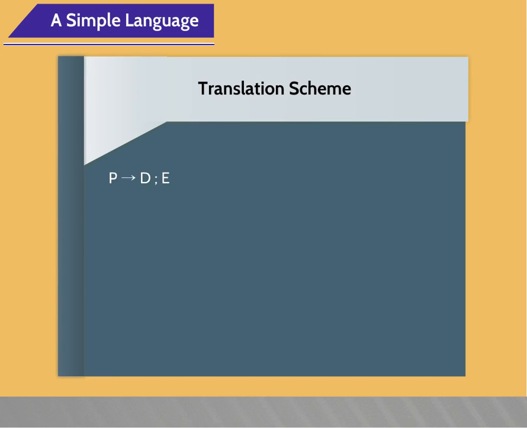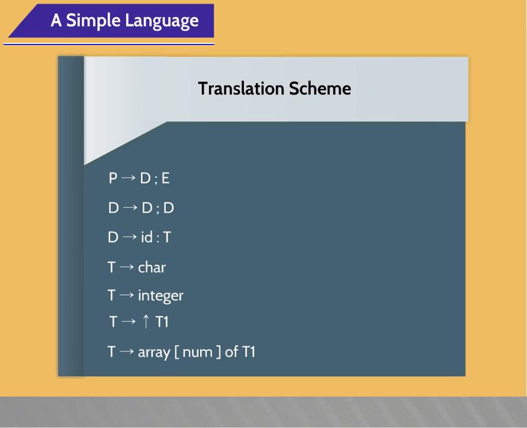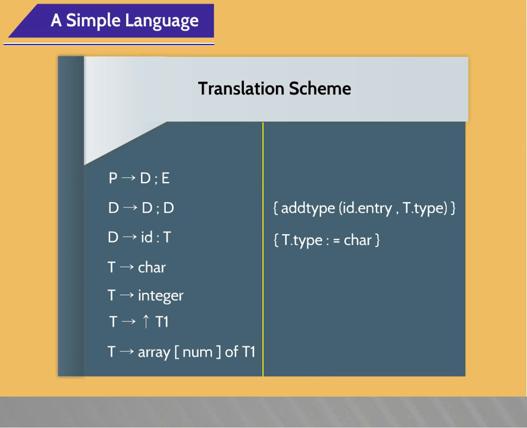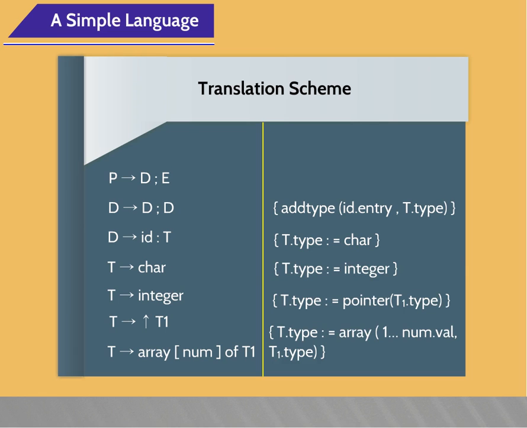Translation scheme. P produces D; E. D produces D; D. D produces id : T, with the action addtype(id.entry, T.type). T produces char, with T.type = char. T produces integer, with T.type = integer. T produces ↑T1, with T.type = pointer(T1.type). T produces array [num] of T1, with T.type = array(1..num.val, T1.type).